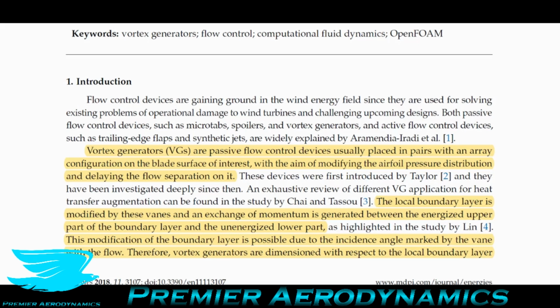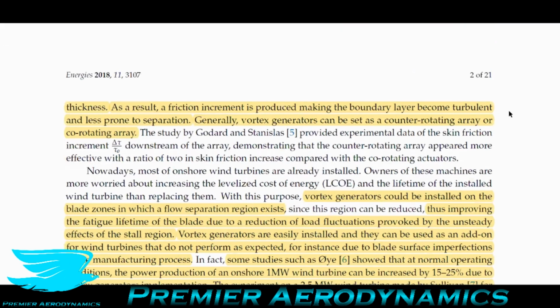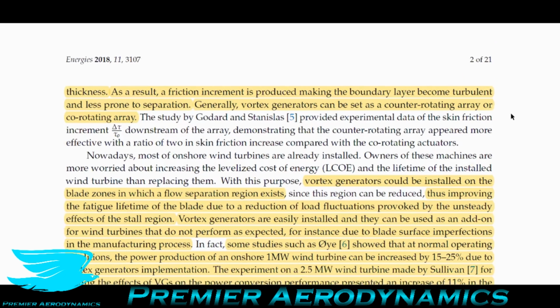And this modification of the boundary layer is possible due to the incidence angle, marked by the angle of attack, of the vortex generator to the free stream velocity. So vortex generators are dimensioned with respect to the local boundary layer thickness, and as a result, a friction increment is produced by making the boundary layer become more turbulent. As you'd expect, if you are making the velocity near the surface go faster, it means that the friction is going to increase a little bit.